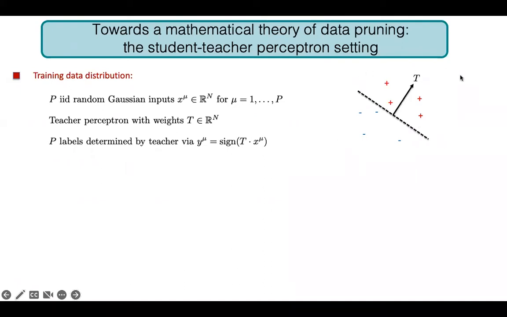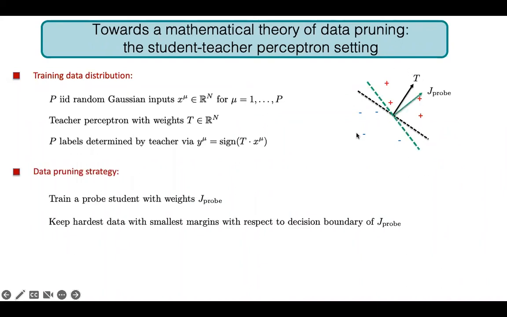We pick a bunch of examples from an isotropic distribution in an IID manner, right? So these are our random examples. Those on this side of the decision boundary are the plus examples. Those on this side of the decision boundary are the minus examples. Okay, so this is how we generate the training data. So the teacher decides the labels. Then the inputs are otherwise random, okay?